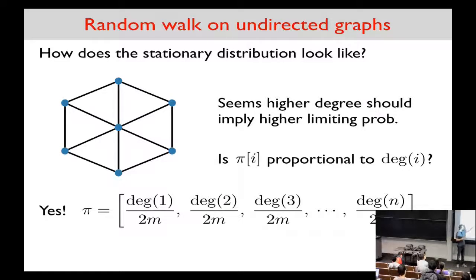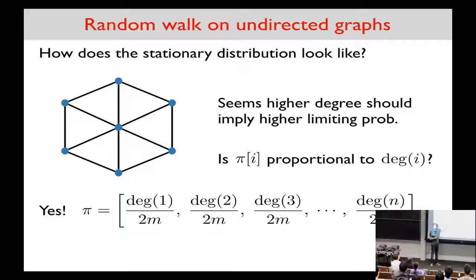The probability of vertex 1 is going to be degree 1 over 2m. The probability of vertex 2 is degree 2 over 2m, and so on. And why 2m in the denominator? Because that's the sum of the degrees. So 2m is the sum of the degrees, and if you add all of these up, it adds up to 1. It's a probability distribution.